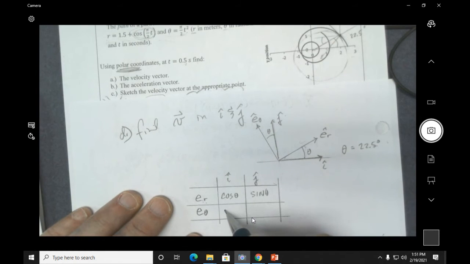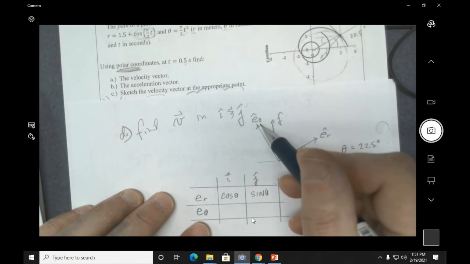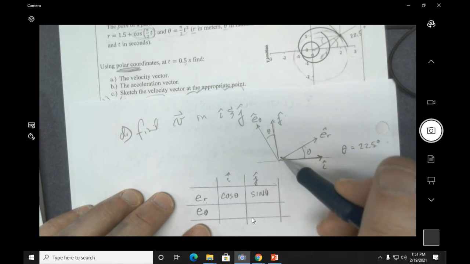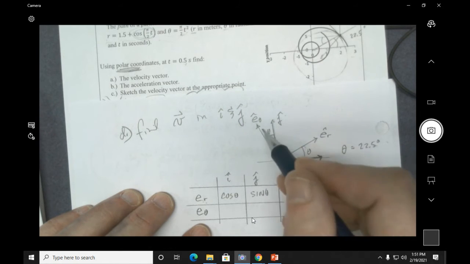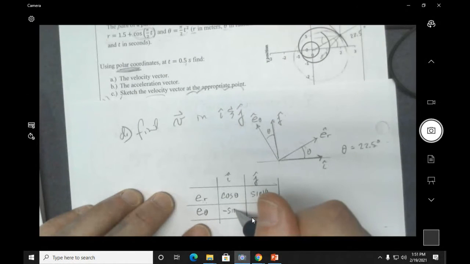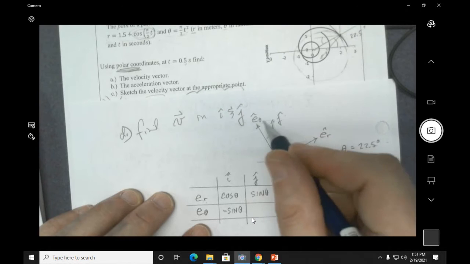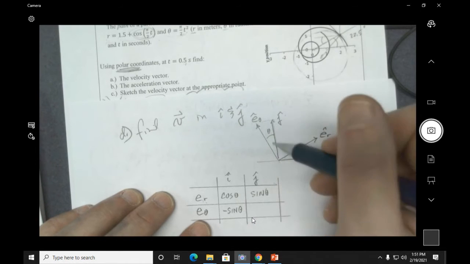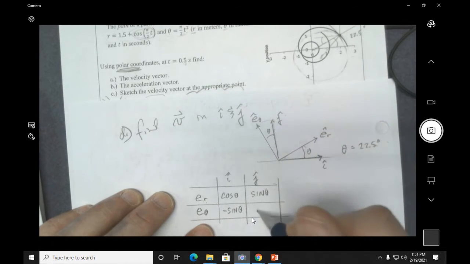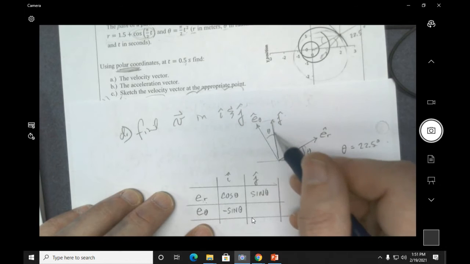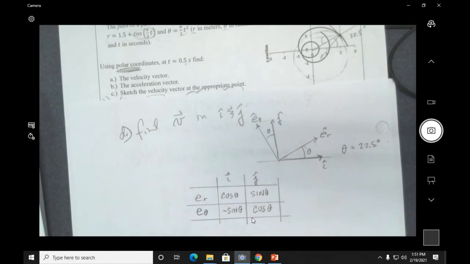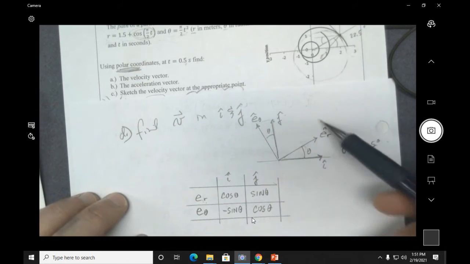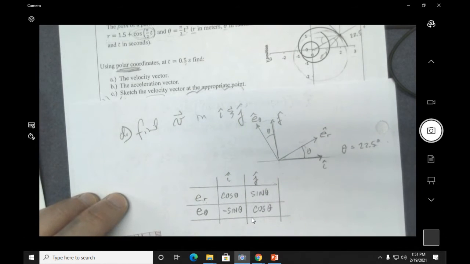Here in this one, we have E theta. We notice that it's going to go in the negative I direction, and it's opposite from the angle, so it's got to be a sine. And then lastly, it has a J part to it, but it's the adjacent side, so it's the cosine of theta. Now this is a pretty easy one when they're arranged like that.